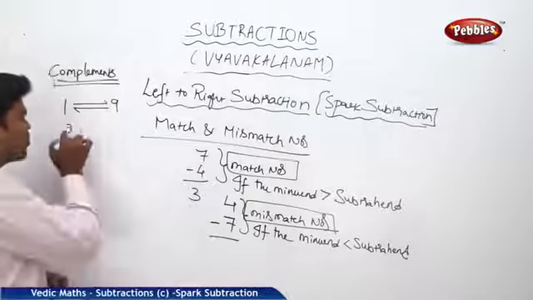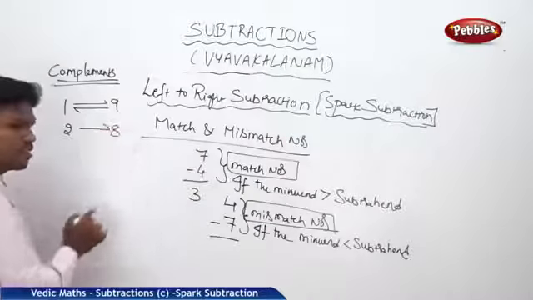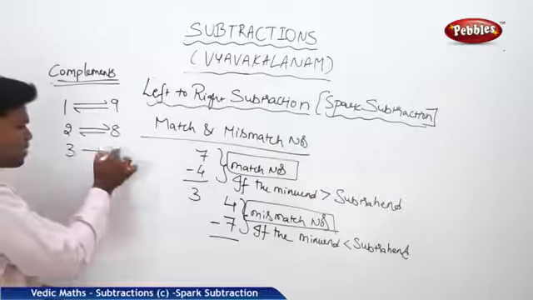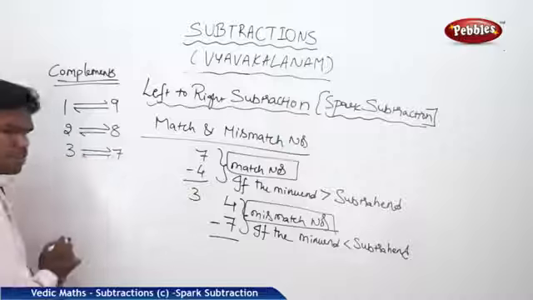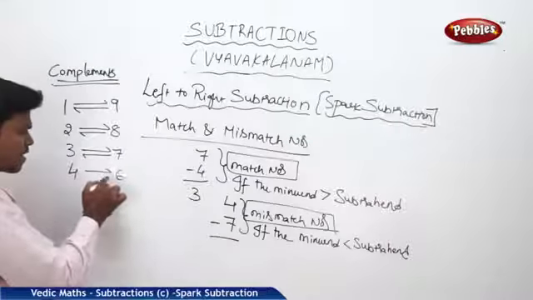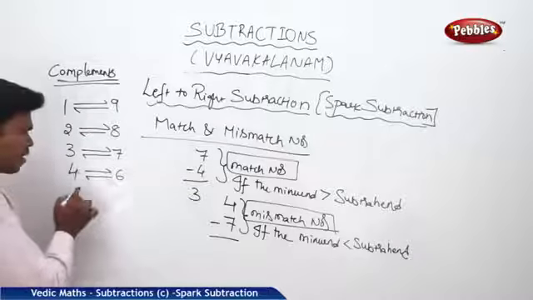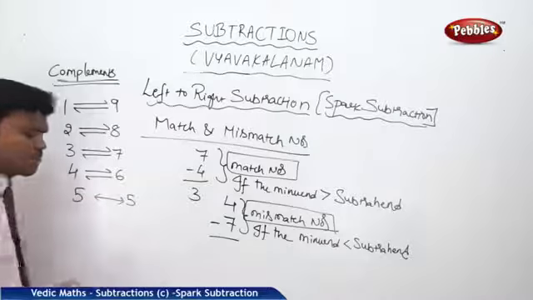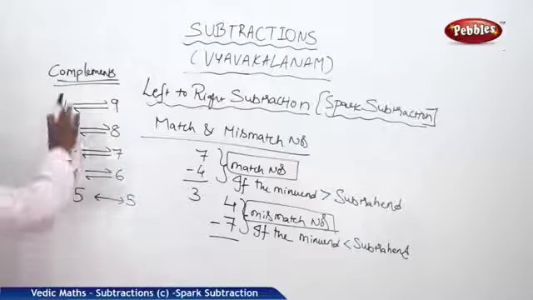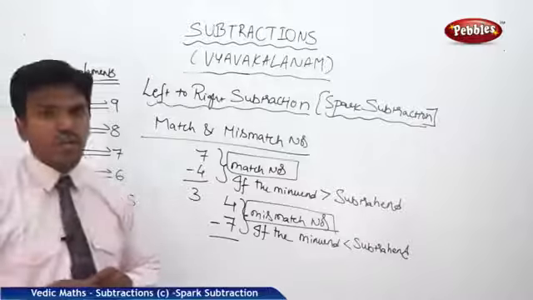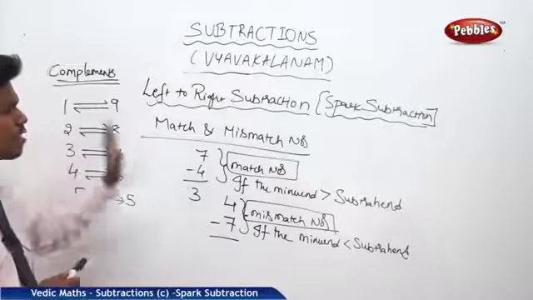Similarly, 2's complement is 8, 8's complement is 2, 3's complement is 7, 7's complement is 3, 4's complement is 6, 6's complement is 4, and 5's complement is 5. So these are the complements. In this type of subtraction, we are going to use mainly these two concepts: first, match and mismatch numbers, and second, complements.